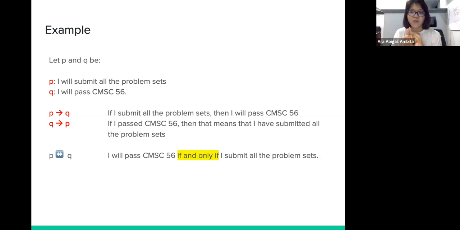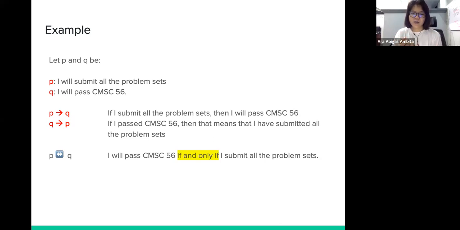But when would the biconditional be false? If your P and Q have opposite truth values. For instance, you passed your ComSci 56, but you did not submit all the problem sets. So there's something fishy with the way your teacher has assessed you, right?